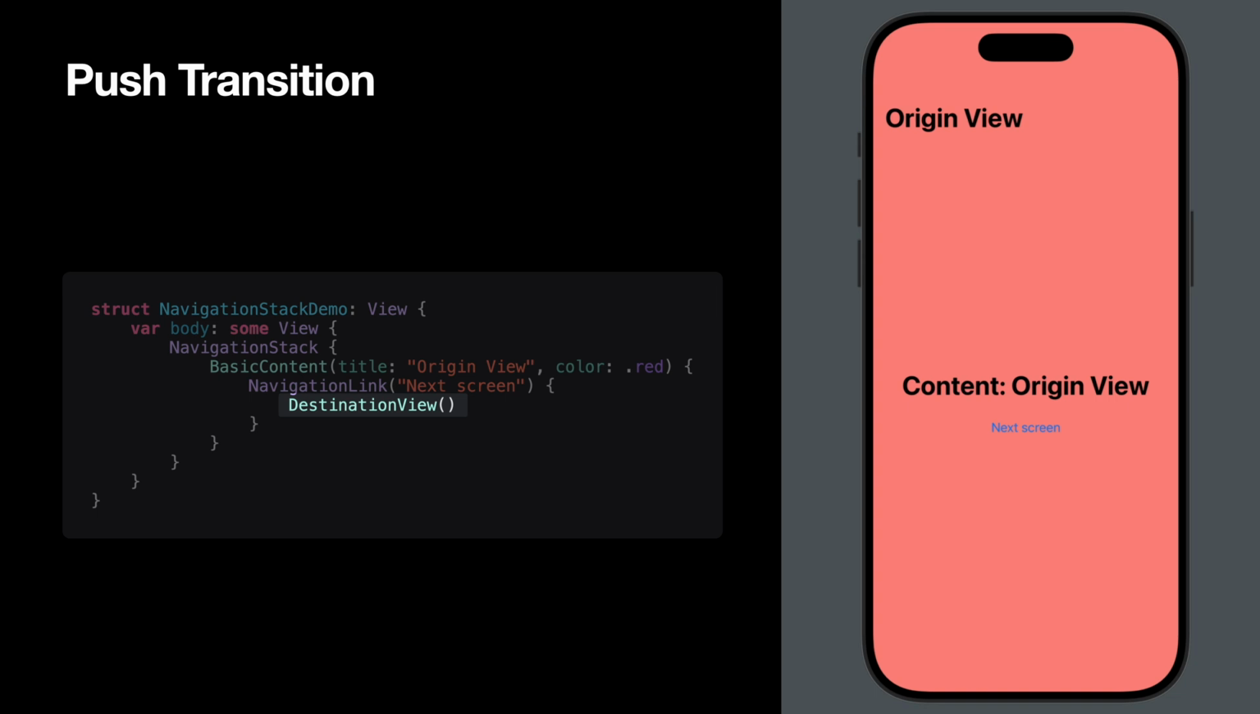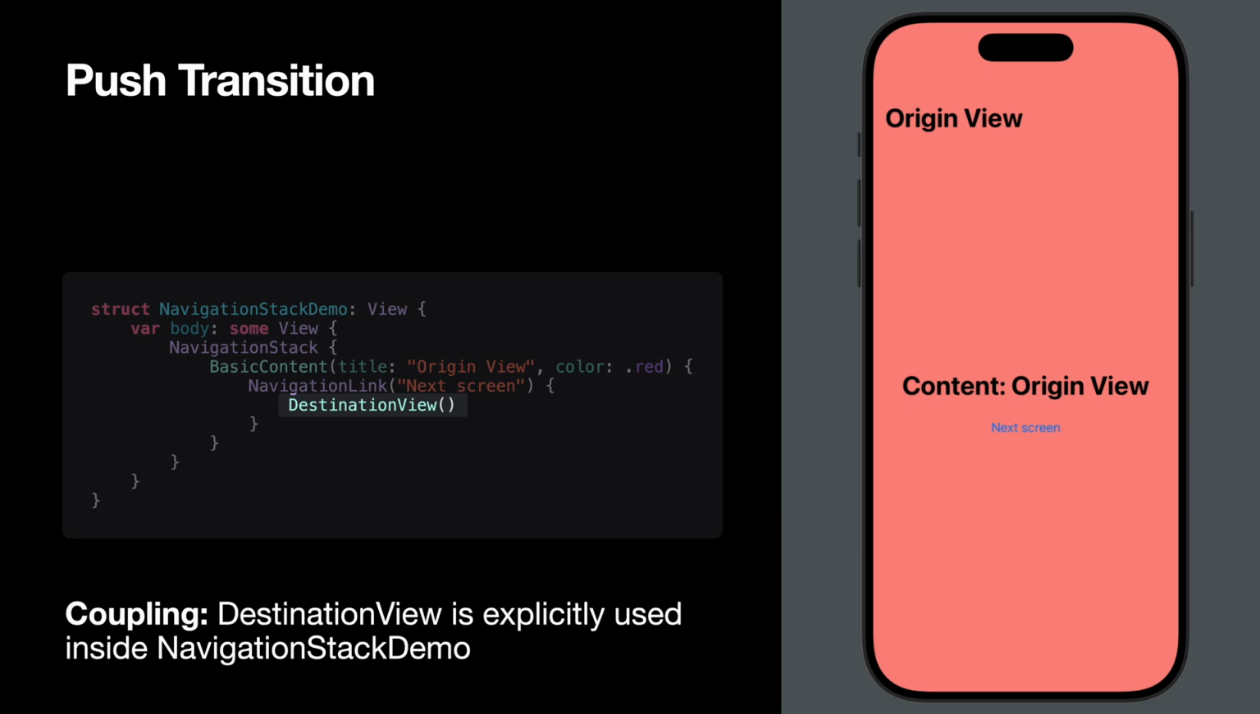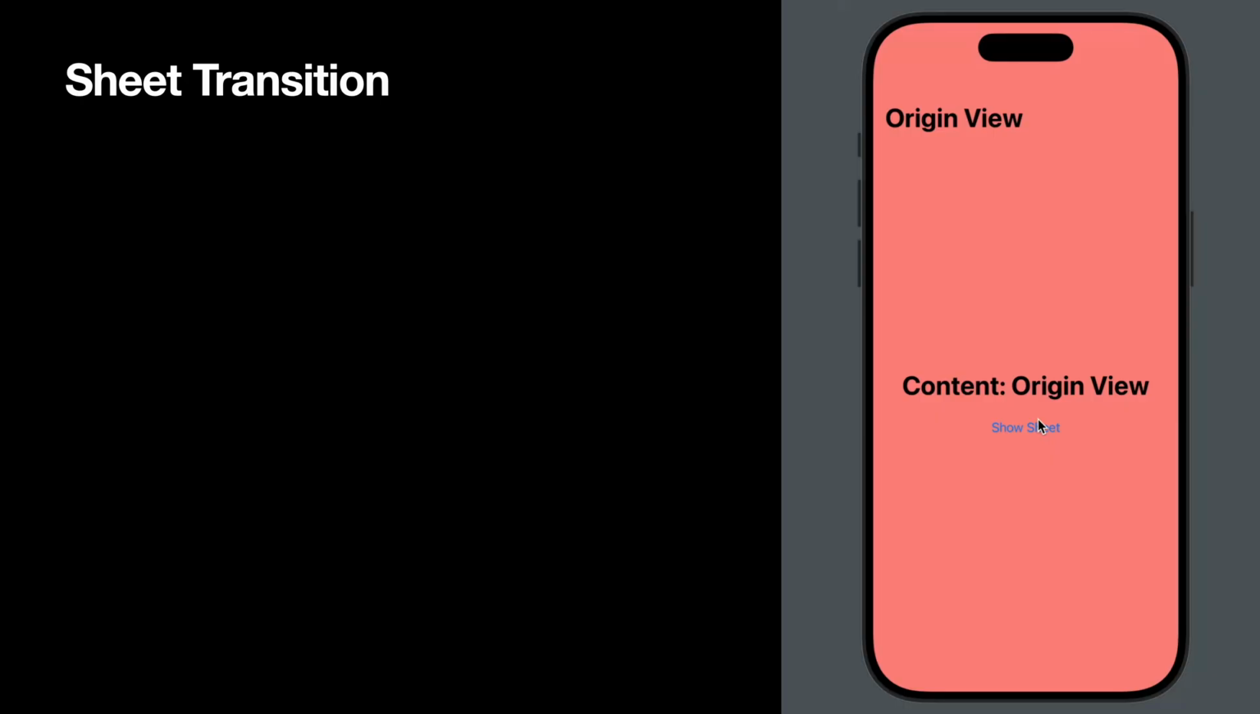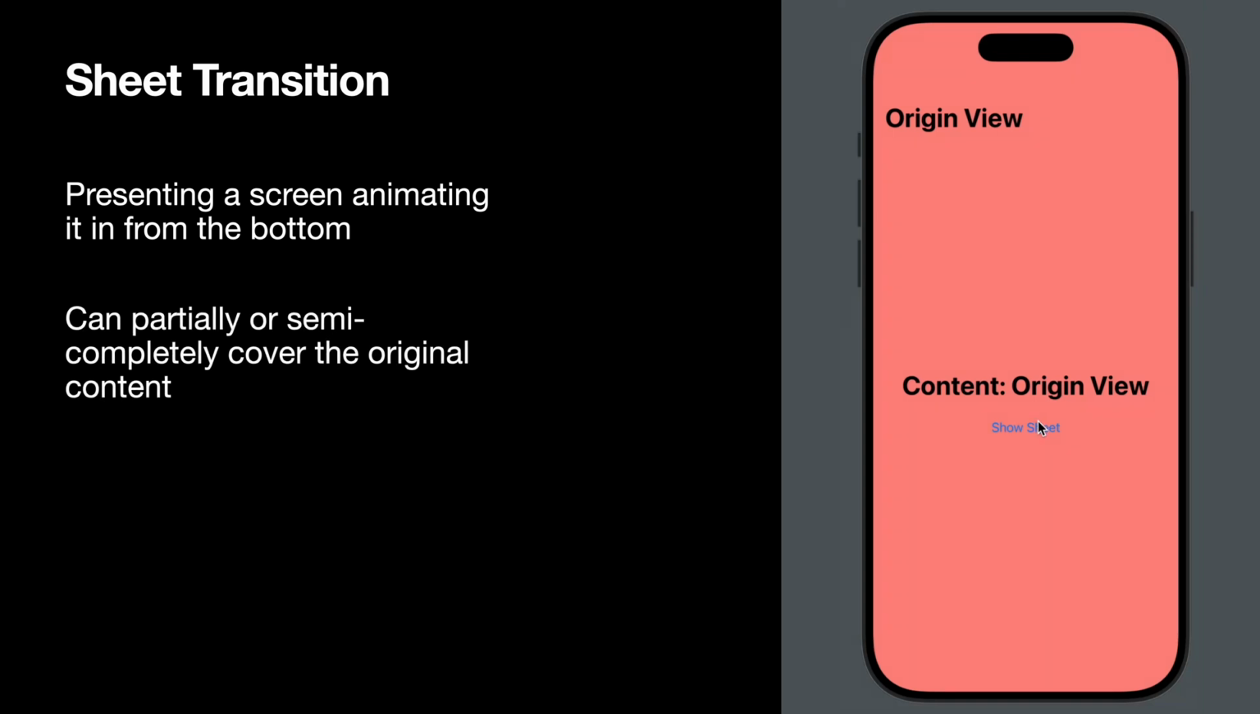The problem with this approach is that we have a tight couple of the origin and the destination views in the SwiftUI code. We can improve this a bit by using navigation link with a label and a value parameters instead. Then the destination can be determined somewhere else via the navigation destination modifier. This approach has less coupling, but potentially leads to duplication, as another navigation stack might need the same destination, for example. Sheet. This is a vertical transition where a new screen is presented vertically on top of the current one.